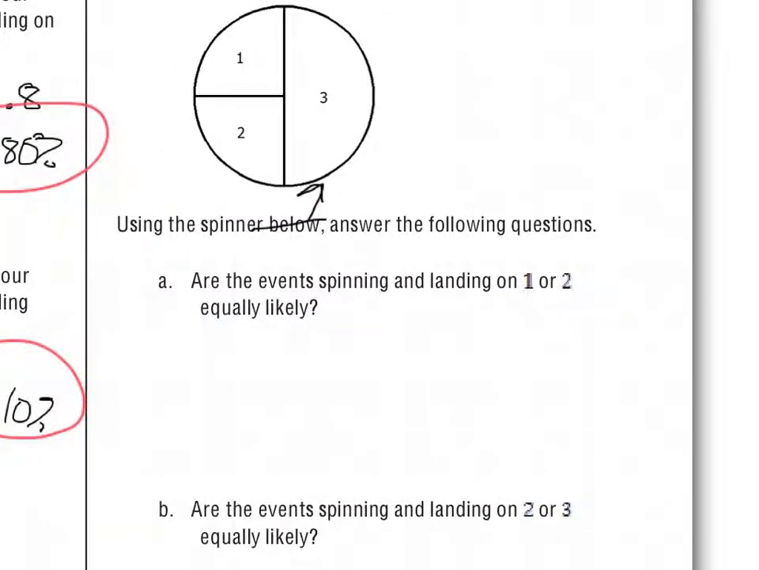So are 1 and 2 equally likely to occur? I'm comparing 1 and 2, and what I can see is that they seem to have the same portion of the spinner, which would suggest to me that they would be equally likely to occur. They're both 1/4. And I would expect that since this is random where the spinner is going to land, it would probably be about 25% of the time it would land on 1 or 2. So I would say yes.